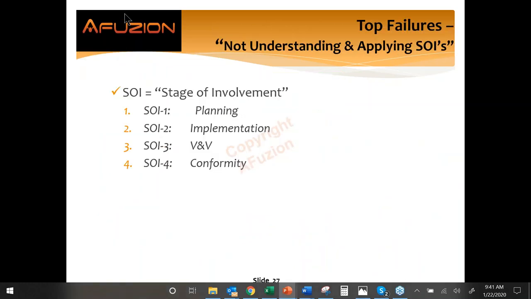SOIs. Remember, SOI is stage of involvement. SOI1, are the plans complete? The next day, are we ready to develop? SOI-2, is the implementation, requirements, design, code logic, complete to the plan, standards, and parents? SOI-3, V&V, verification, validation. SOI-4, conformity.